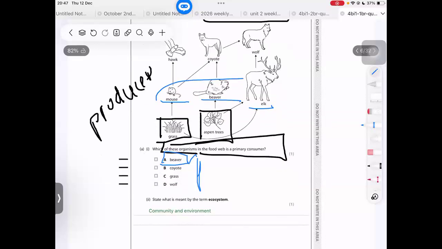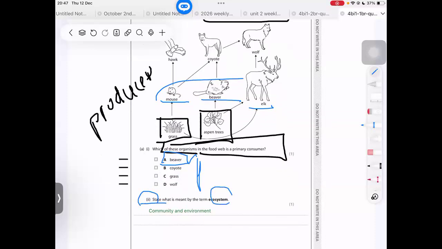Right. In the second question, they're asking, let me know if I'm too fast. If you want me to stop anywhere, you are free to stop me, right? Okay. Second one, they are asking, what is meant by the term ecosystem?